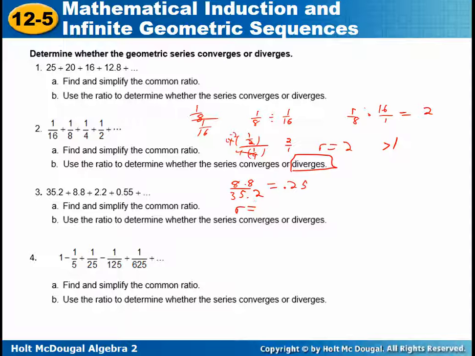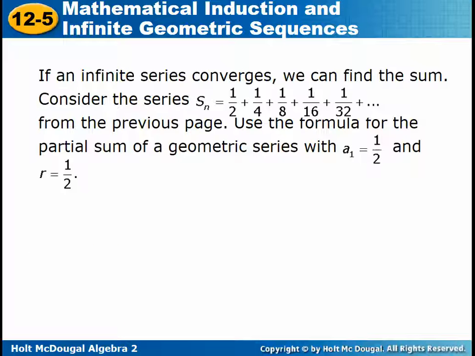Should we do the next one? 0.55 divided by 2.2. It is. It didn't look like it would be, but it is. So our common ratio is 0.25, or you could write it as 1/4, which is less than 1, which means that this is a converging series. So if we have a converging series, if you determine that, then we can find the sum.